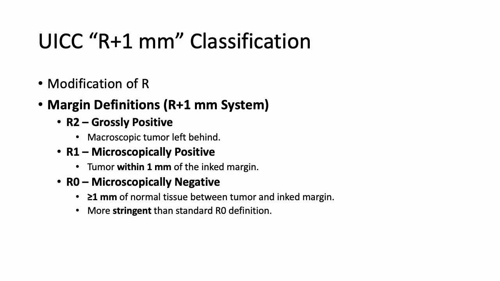So another classification system is the UICC classification, or R plus 1 mm classification. The advantage of the R plus 1 classification can be seen from the literature by Cribb et al. I'll show it in the next slide. It is a modification of R, and the margin definition is: R2 is grossly positive, the same. R1 is microscopically positive, that is, tumor is within 1 mm of the inked margin, so it keeps the margin as 1 mm. And R0 is when there is more than 1 mm of margin that is ink free.